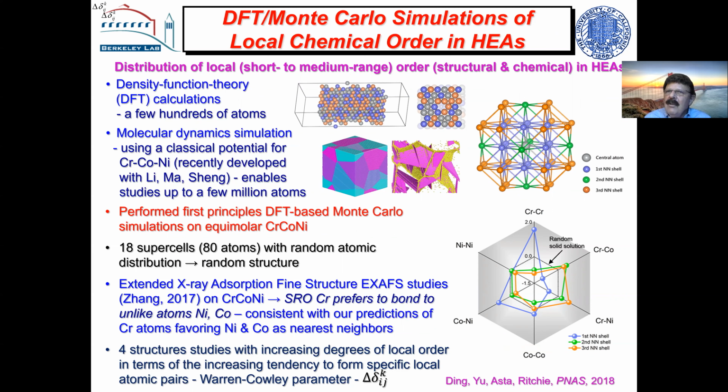We found certain pairing of atoms was preferred. This is the so-called Warren-Cowley parameter. And we found, for example, that chromium-chromium bonding was not favored, but chromium-nickel and chromium-cobalt bonding was favored. And there's only one study at this point that had been done with X-rays, an indirect study, which had suggested that, in fact, chromium preferred to be nearest neighbors with nickel and cobalt.